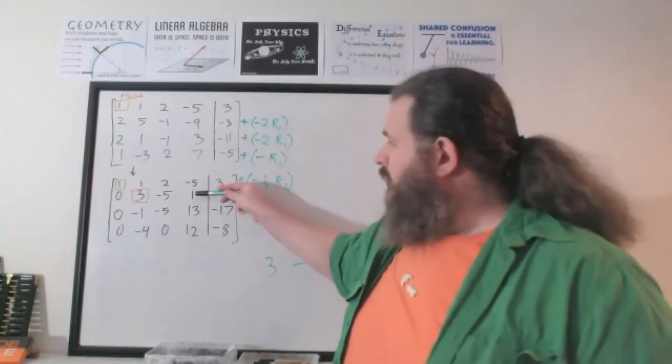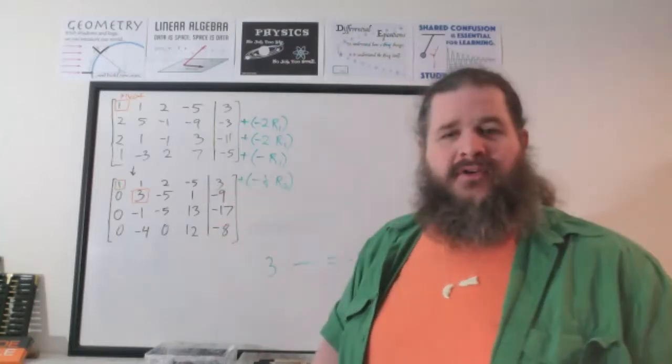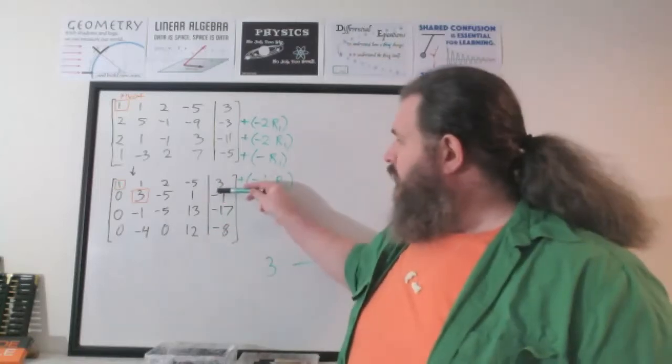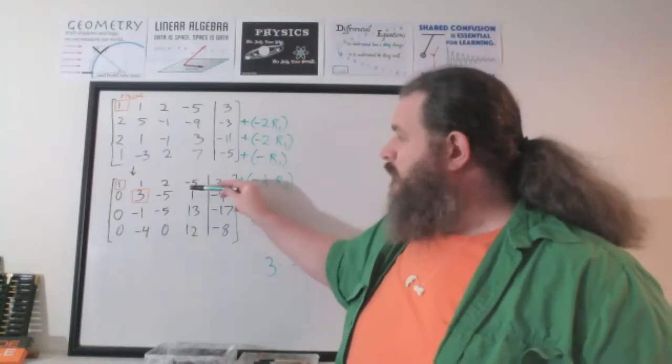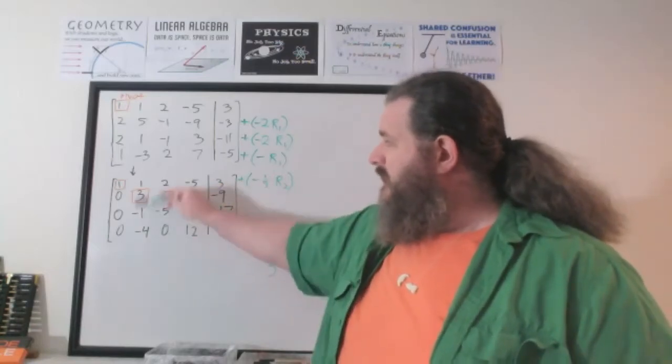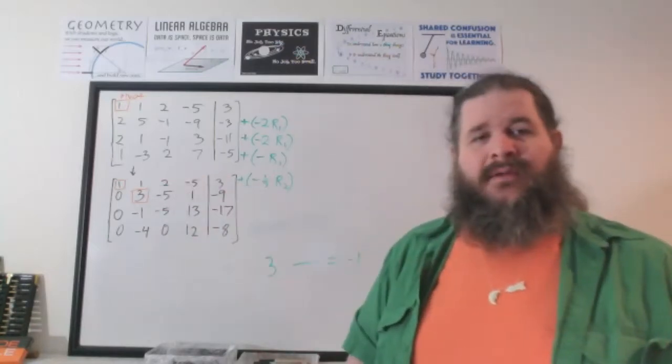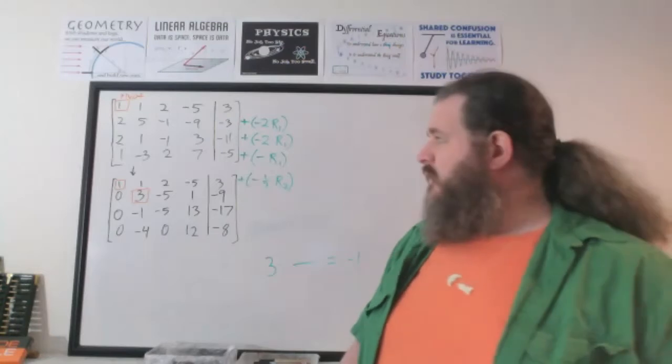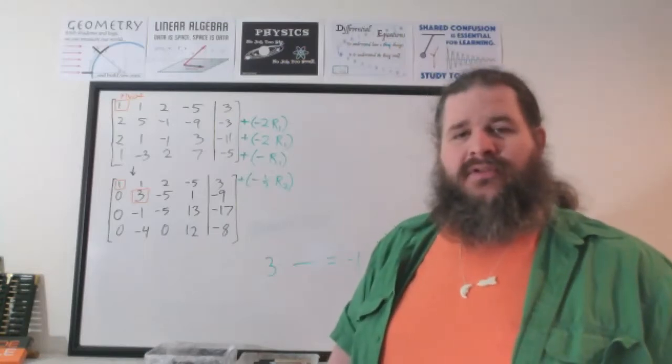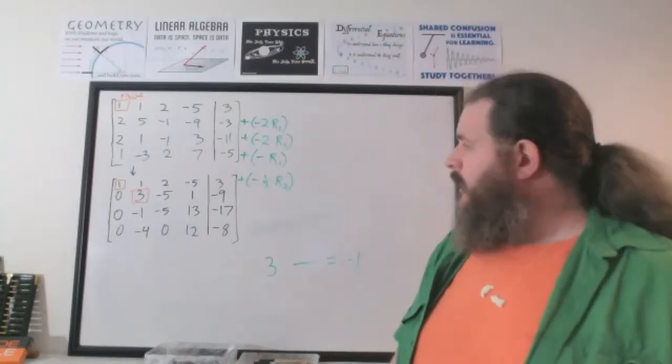So we could swap this row with another row that's going to be easier to work with. For instance, if we swap row 2 with row 3, then we'd have a -1 here. And a -1 is going to be much easier to work with because you can just multiply it by nice, neat whole numbers and not have to worry about the fractions.